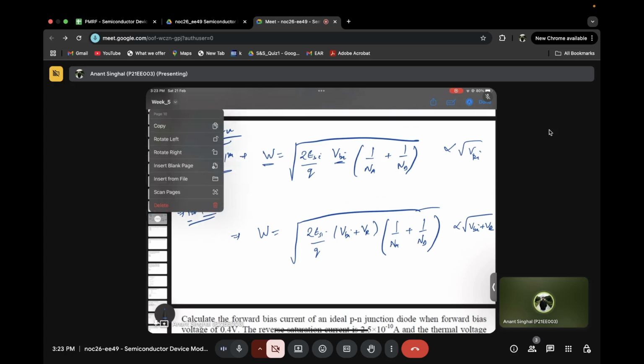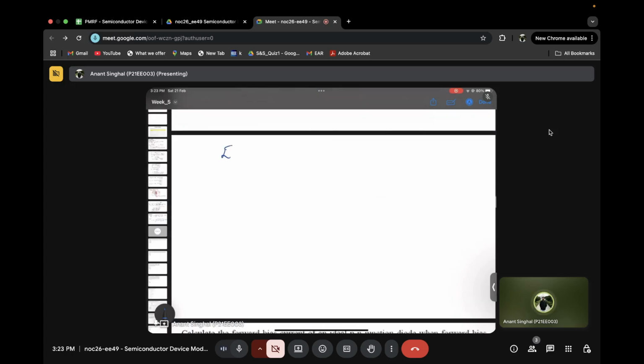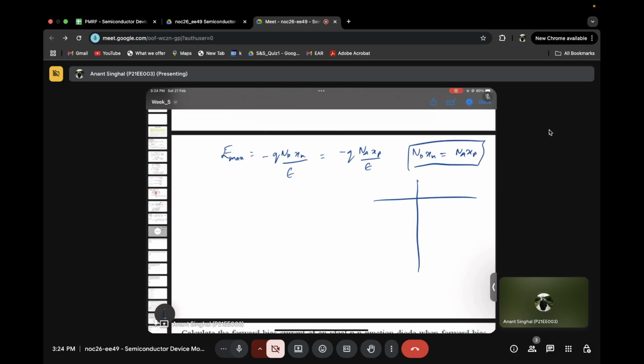And similarly, we also studied the Emax, or the electric field. Emax was nothing but, if you remember, QNDXN over epsilon, or it was also equal to QNAXP over epsilon. And using this, we came to know that NDXN is equal to NAXP. So this was nothing but, if you remember the plot, this electric field. This is Emax and this was W.